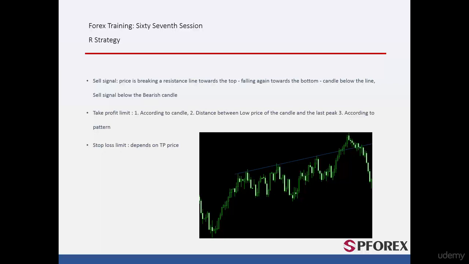On the graph, after the market price has hit the resistance line 4 times, it crossed the given line towards the top, then returned towards the bottom. As a candle formed under the given resistance line, a trader could place a sell order. TP prices could be determined by the bearish candle length, the distance between the low price of this candle and the high price of the candle on the last peak, and also a flag pattern in this area that could be detected in a shorter time frame. SL price varied based on the selected TP price.